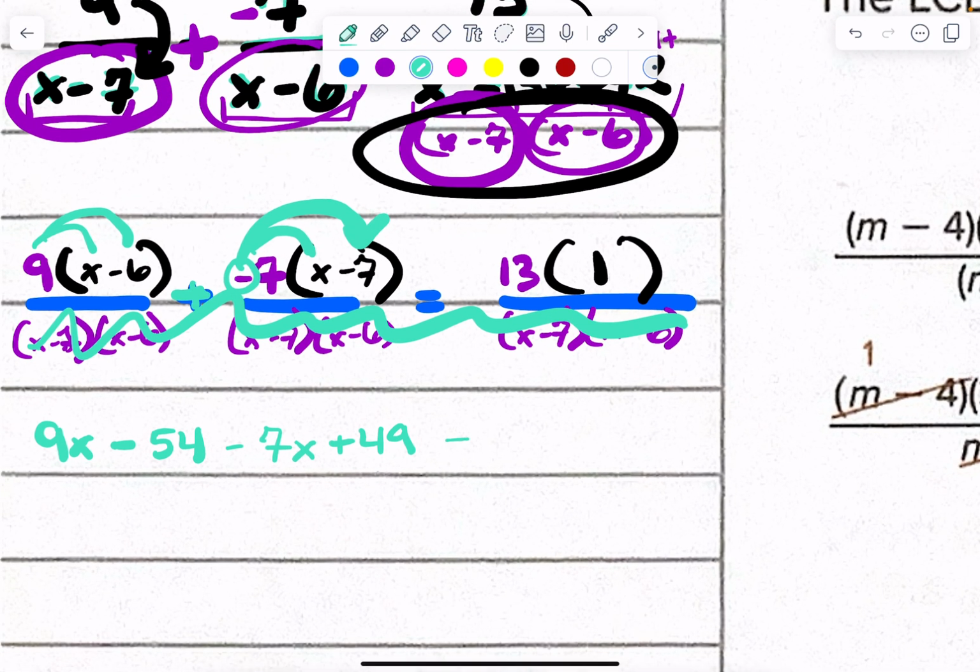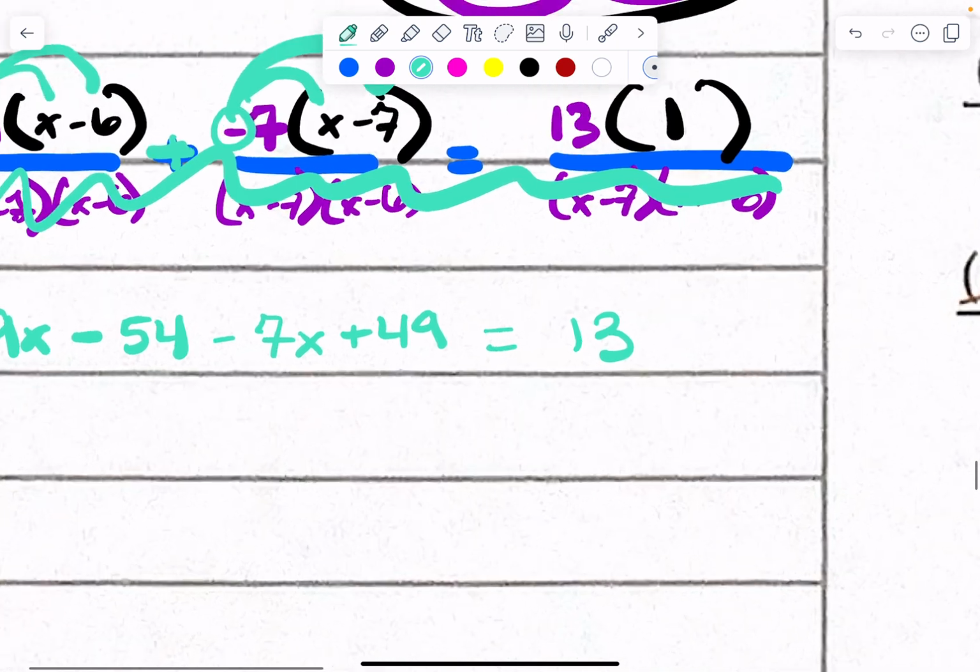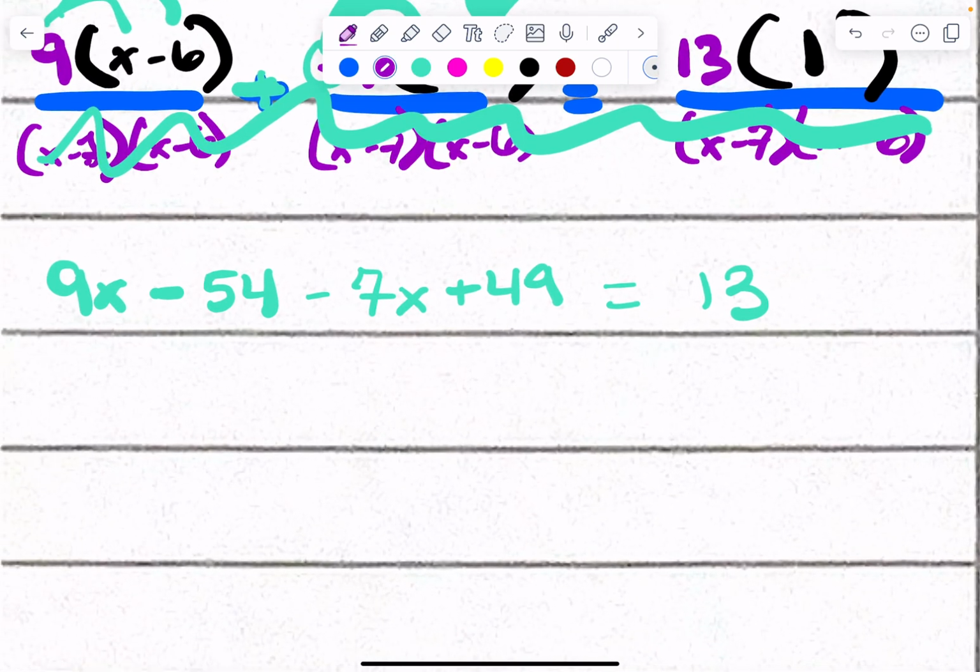Equals 13. Okay. Now, before I start moving stuff, 9x and minus 7x, that's on the same side of the equal sign, right? So that just becomes 2x when I combine them. Negative 54 and positive 49, that becomes negative 5 equals 13.